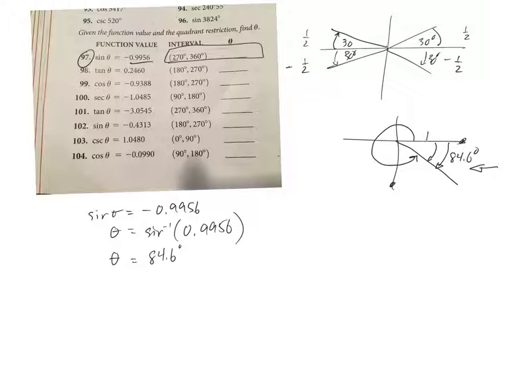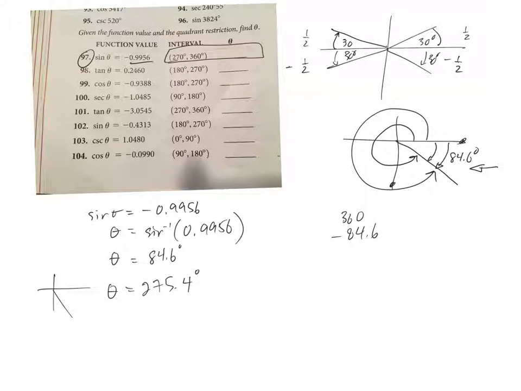But what they want is, like I said, that whole angle. So how would you get that whole angle? Hopefully you said I'd have to take 360 and subtract the 84.6. Let me do that. 360, subtract my answer. So my angle that is in the right quadrant there, down here, is 275.4 about. Okay, so that's one of them.